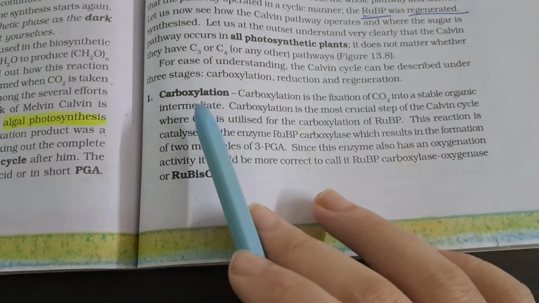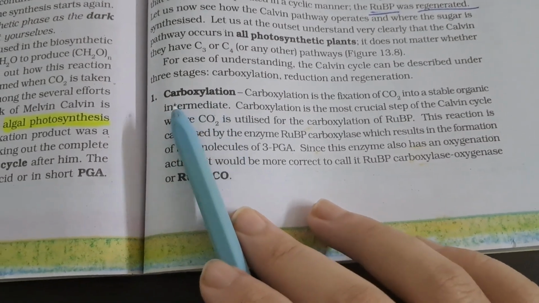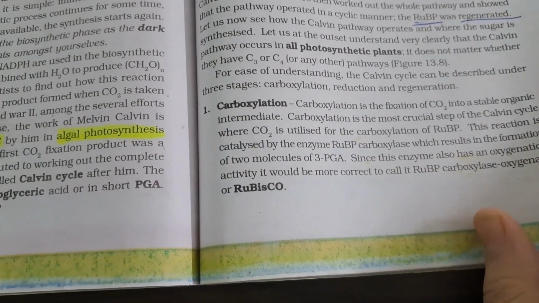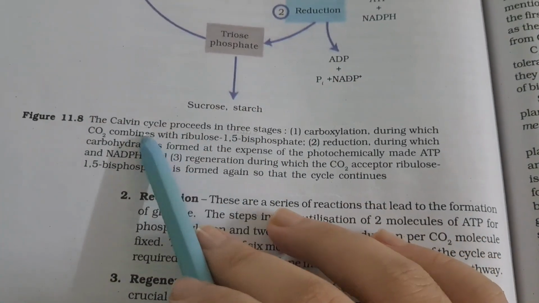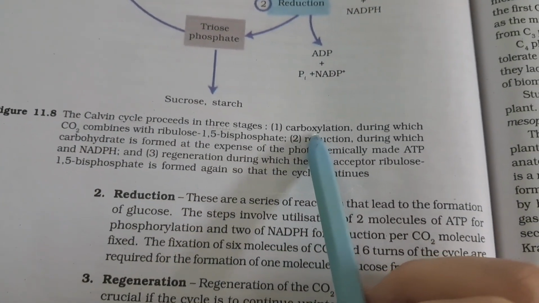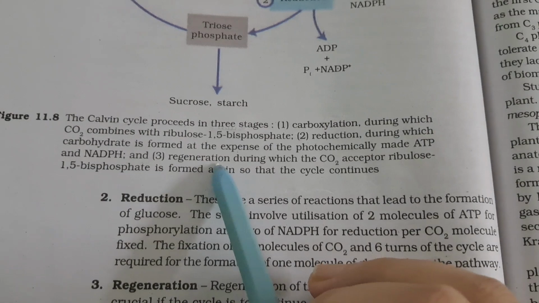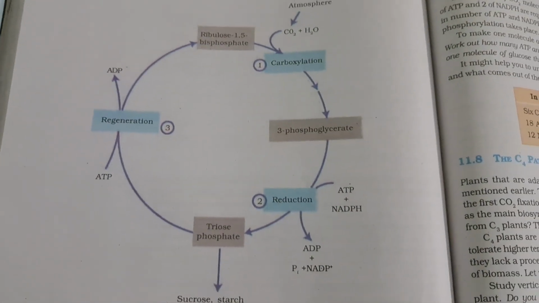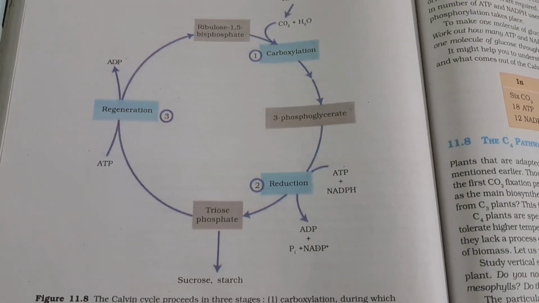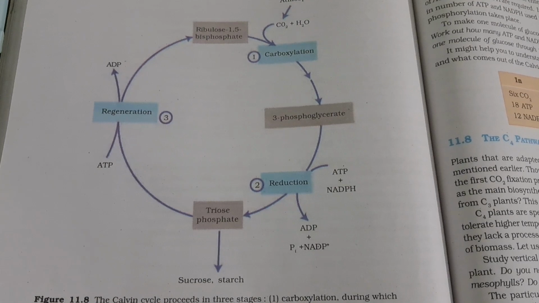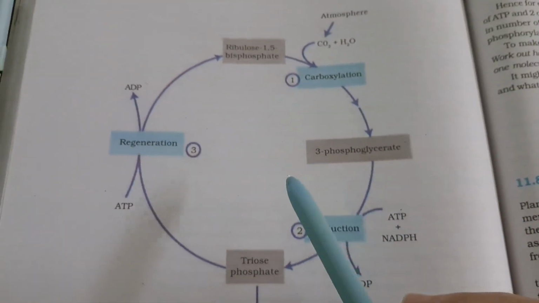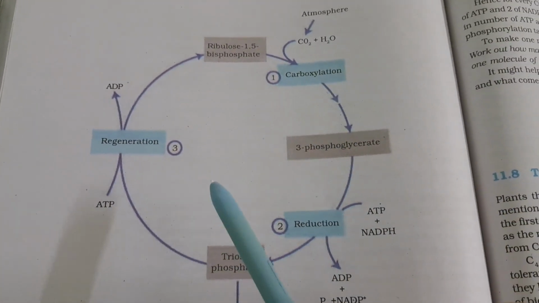Now, coming to the 3 steps of the Calvin cycle. First is carboxylation, second is reduction, and the third is regeneration. This is the cycle as you can see in the textbook. First we will just go through this cycle so that we can understand the theory part well.